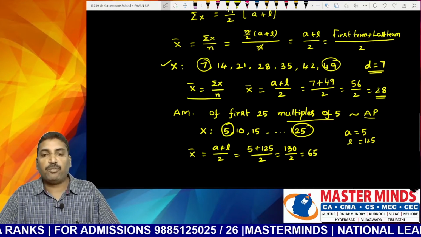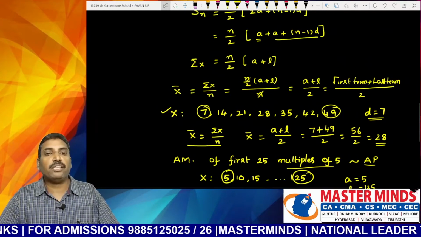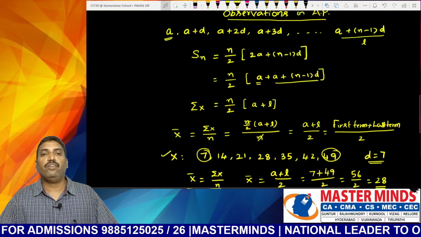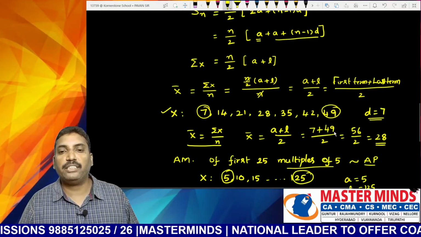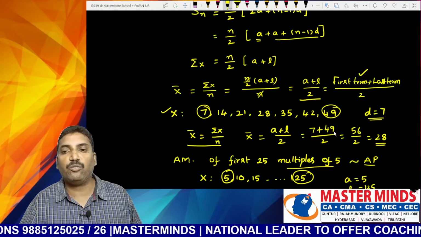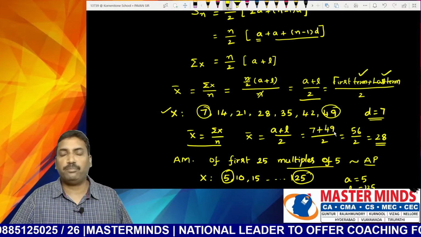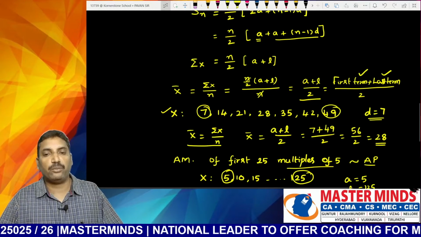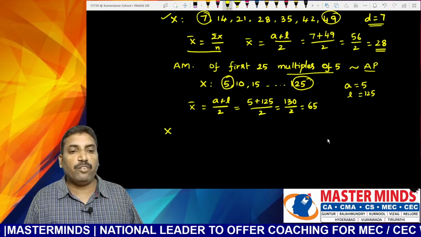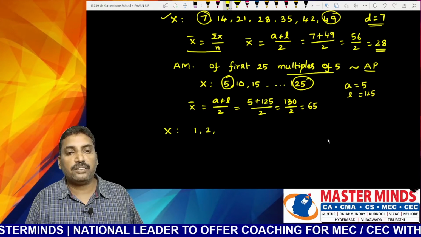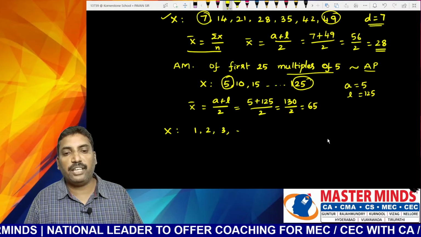In this type of situation, we can use this formula, that is the arithmetic mean when the given observations are in arithmetic progression. The formula is (a plus L) by 2, that is the average of the first term and last term. That means first term plus last term by 2. Not only for that, suppose you want to take the arithmetic mean of the first n natural numbers. Suppose I am taking the first n natural numbers.